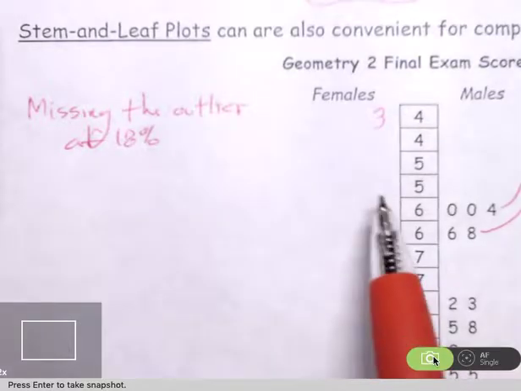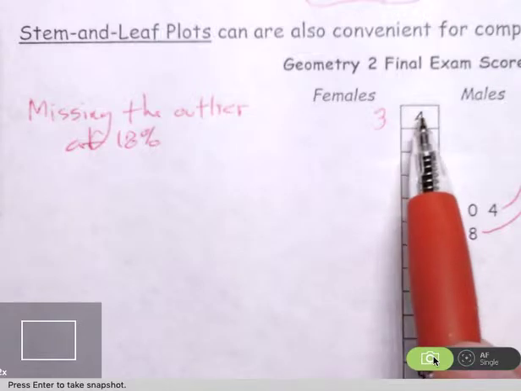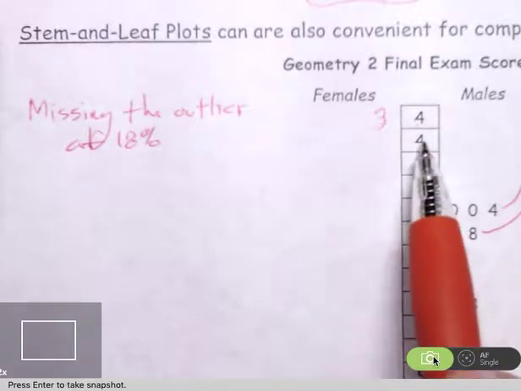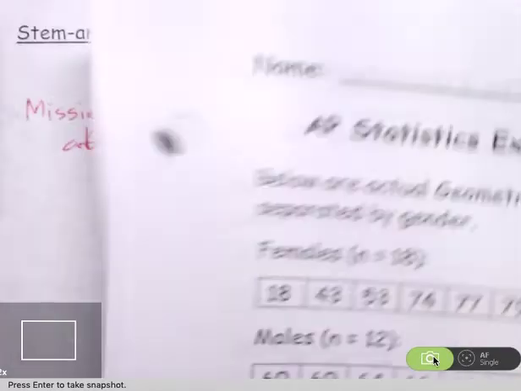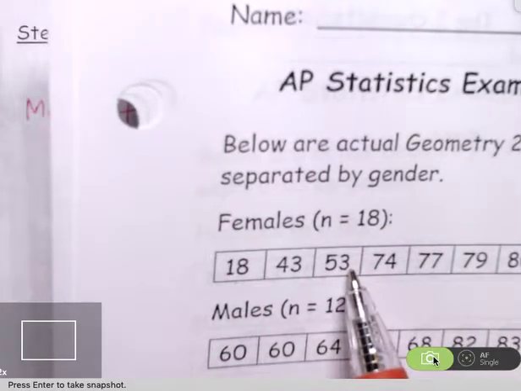Notice this looks kind of funny, but that does not represent a score of 34%. You always read the stem first and the leaf second. So this is a score of 43%. There are no scores in the upper 40s. So the next score was a 53, so a leaf of 3 will go in the low 50s.